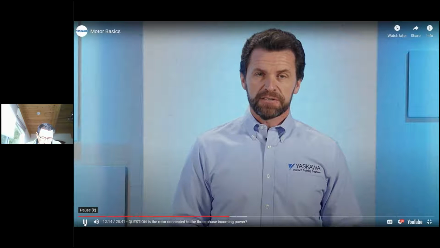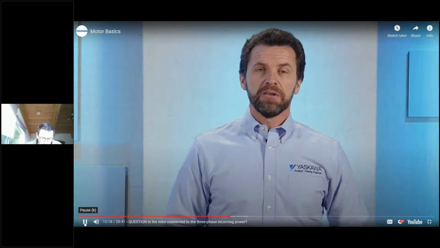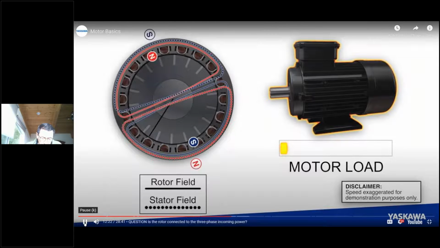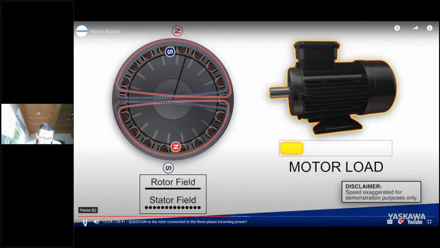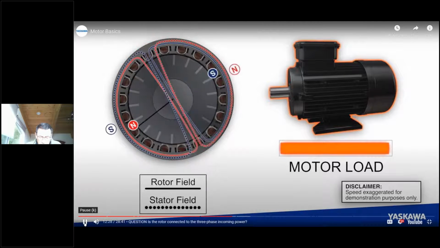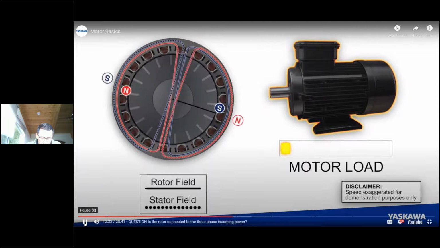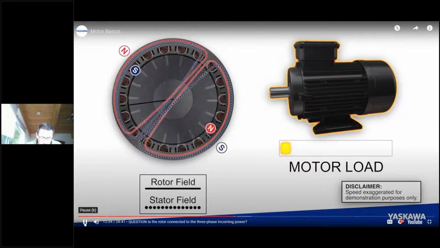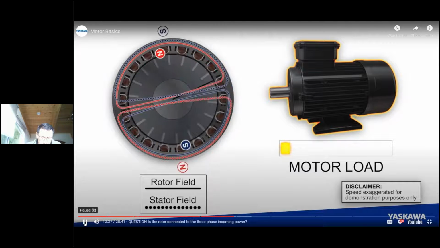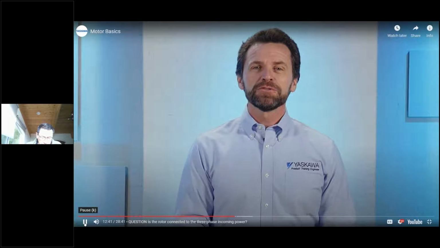To illustrate slip, pay attention to what happens to the speed of the motor as the load is increased and decreased. You can see that as the motor load increases, the mechanical speed of the motor decreases. And as the load is decreased, the speed increases. This increase and decrease in motor speed to load is called slip. Well, let's take a moment to review.